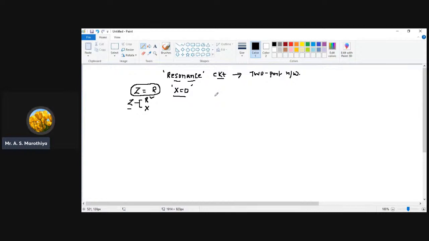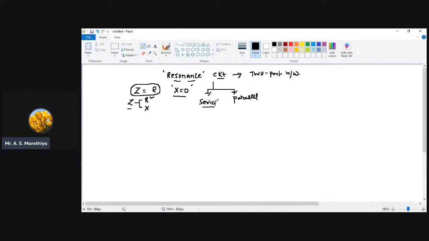Now, based on what philosophy we have connected our elements, whether we connect them in series or in parallel, depending upon that we have basically two different types of resonance circuit. First one is called series resonance circuit, and second one is called parallel resonance circuit.